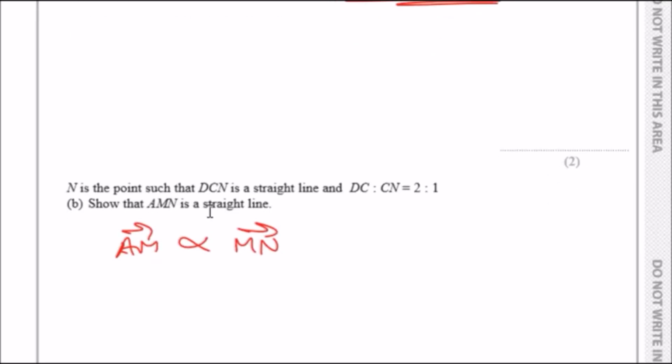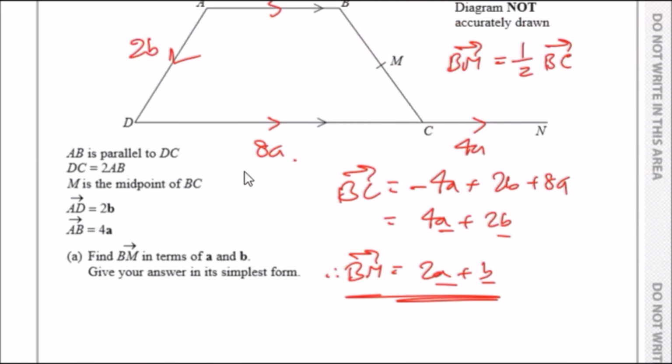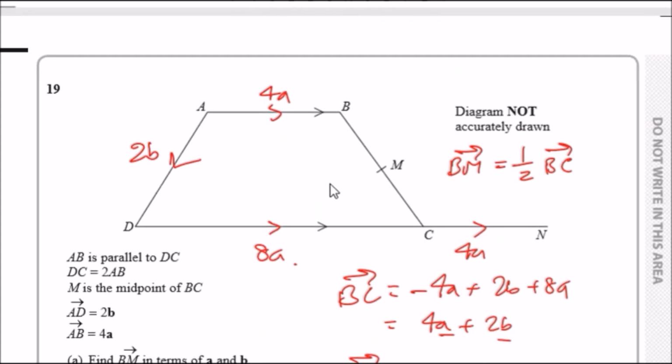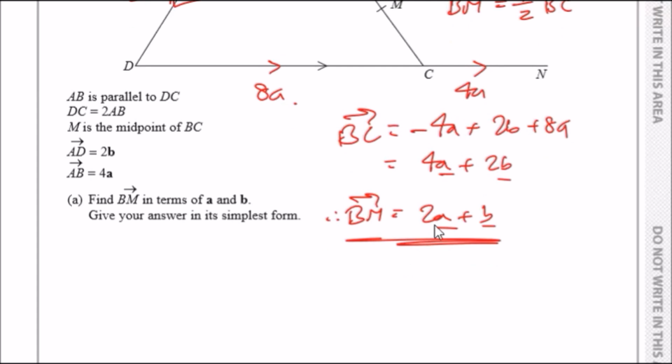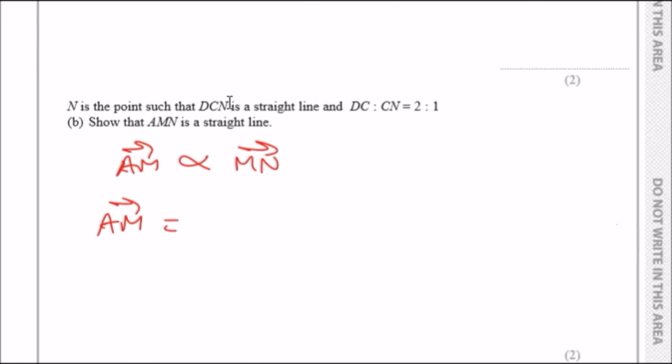So let's do it. So let's find the vector AM first. That's always easy, and then find MN next. So how do you get from A to M? Well, you just go 4a across to B, and then you add the BM vector, which is this value. So it'll be 4a plus this vector here, which will give us 6a plus b. Easy.